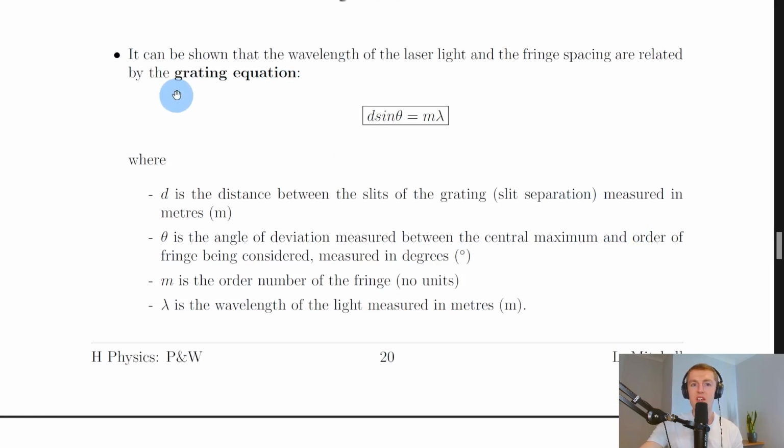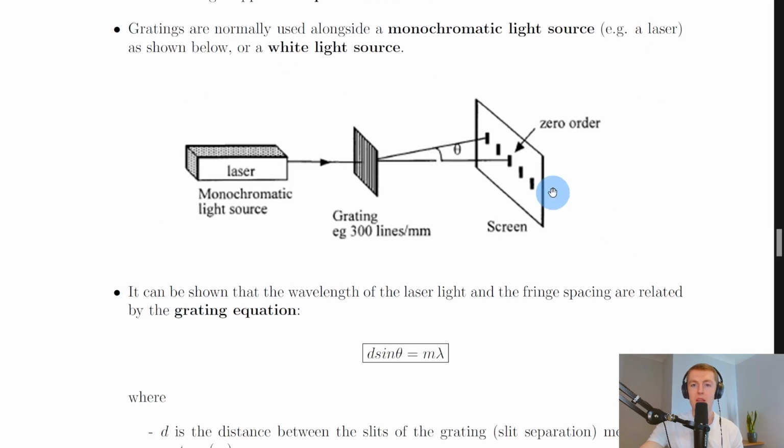Moving on, it says here it can be shown that the wavelength of the laser light and the fringe spacing are related by the grating equation. So looking back at the picture, what we mean by the fringe spacing is just how spaced out the fringes on the screen are. So that would be the distance between any two adjacent fringes. And that fringe spacing can increase or decrease depending on the slit separation, i.e. the distance between the slits of the grating, or the wavelength of the light that's used.